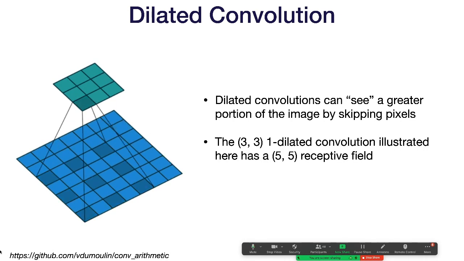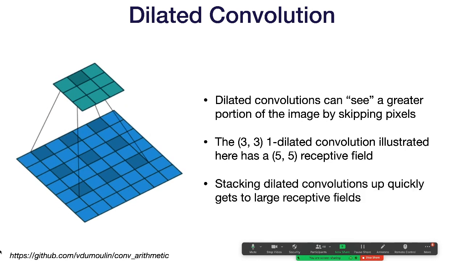And so here you have a 3 by 3 convolution. So it still only has 9 weights, but it's dilated, and it's dilated by 1 pixel. So it's 1 dilated. And here it has a 5 by 5 receptive field. And so if you want to get a really large receptive field for your task for whatever reason, then you can stack a bunch of dilated convolutions and the receptive field numbers will add up very quickly.